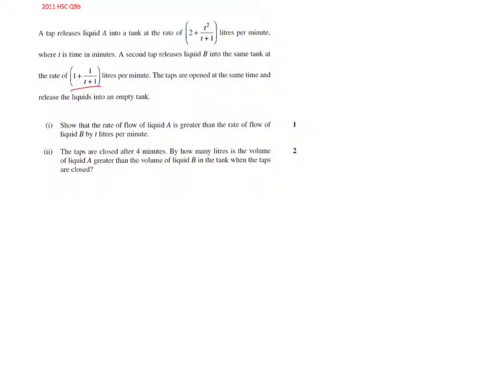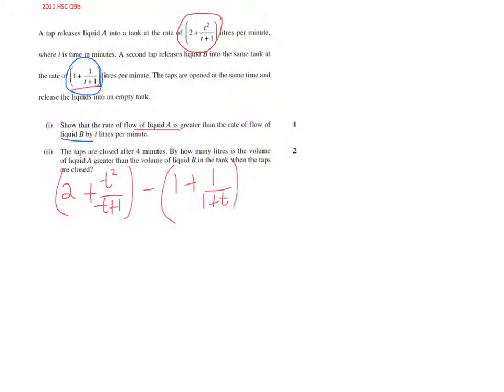Show that the rate of flow of liquid A, so there's our rate of flow of liquid A, is greater than the rate of flow of liquid B. The rate of flow of liquid B is that one there, in litres per minute. So we have to show that the difference in these rates is t. So we need to show that (2 plus t squared) on (t plus 1), minus this other rate for liquid B, somehow equals t.